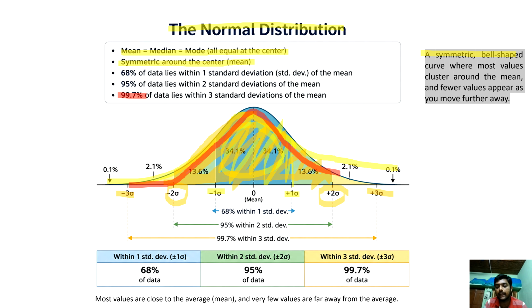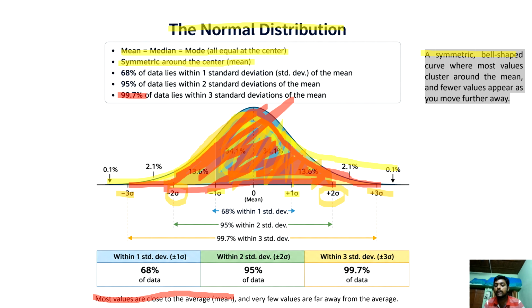99.7% of the data lie here, between minus 3 sigma and plus 3 sigma, in this area. You understand properly? So most values are close to the average, the mean, and very few values are far away from the average. So that is how the normal distribution data is distributed.